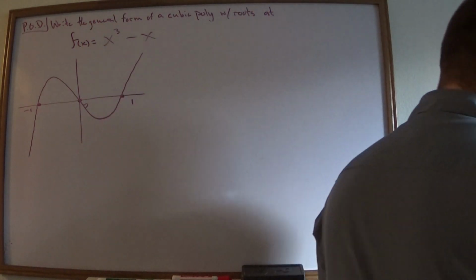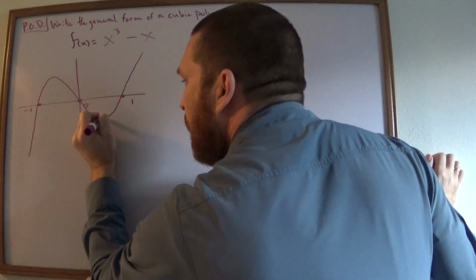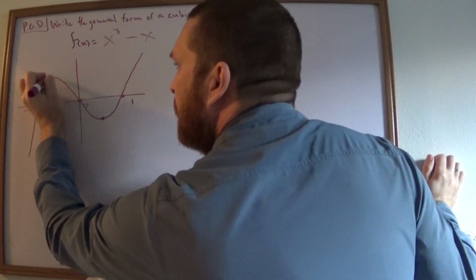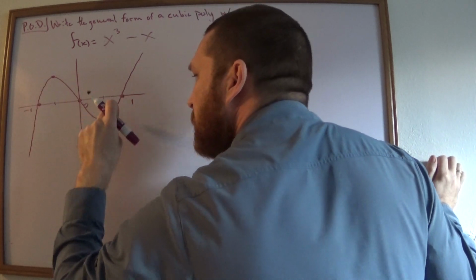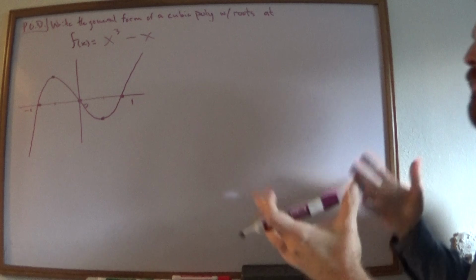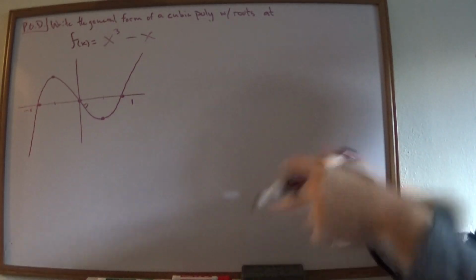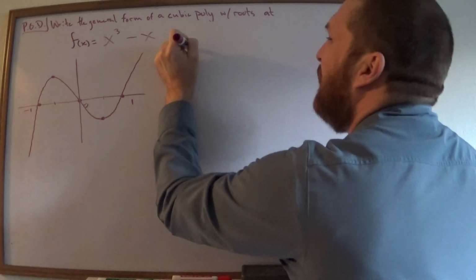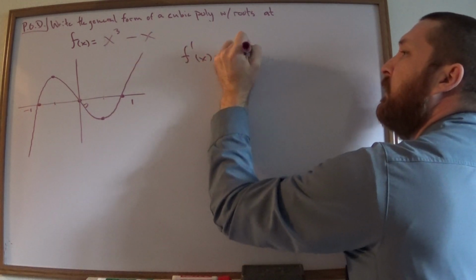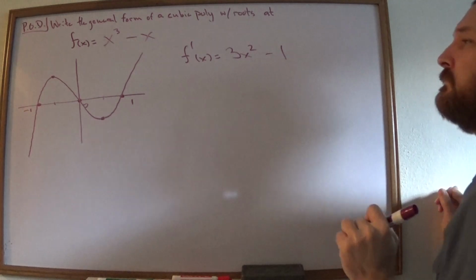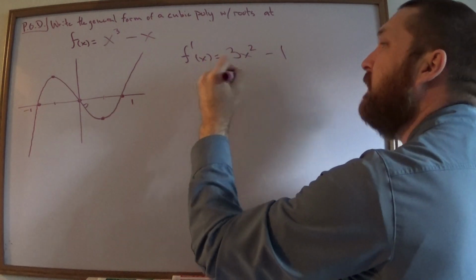Now let's do some calculus. I want to find this point right here and this point right here. I want to know where it occurs and what the output value is. What do I need to do? Take the derivative and set it to 0. Okay, so we take the derivative, which is what? 3x squared minus 1. Yeah, 3x squared minus 1. And we set it equal to 0.